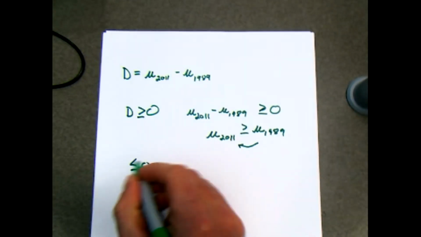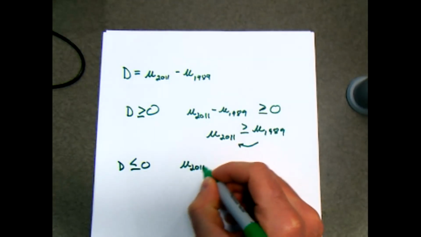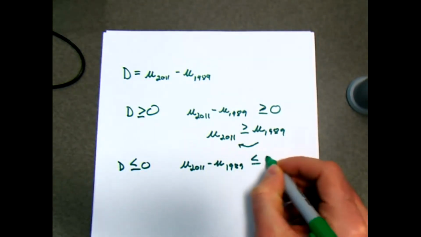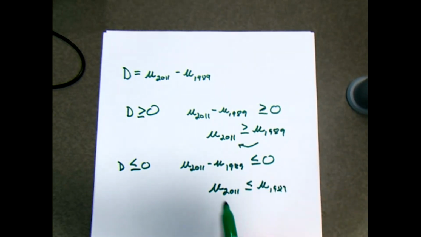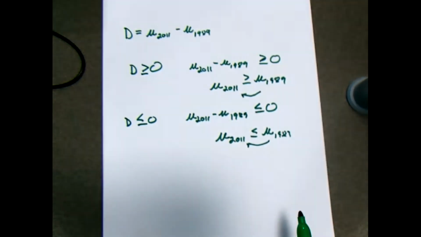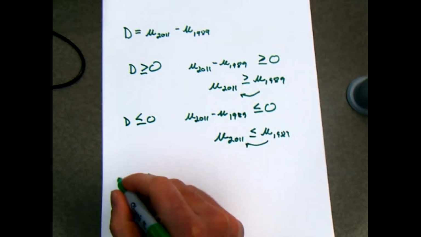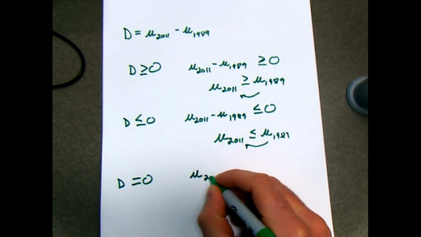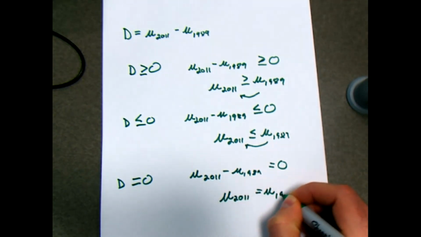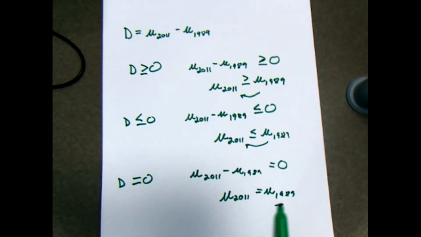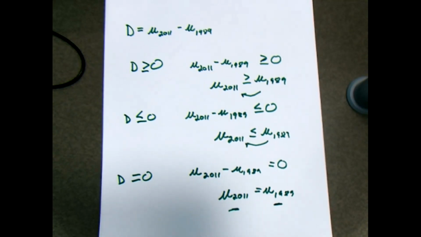If we wanted to test that difference being less than or equal to zero, we write that out and do a little bit of algebra. Assuming it's less than or equal to zero is the same as saying they've decreased, that the mean is now smaller than in the older time period. And if we assume that it's equal to zero, we're saying that the mean hasn't changed at all, that it's exactly the same in the older time period as in the newer time period. We could do this for any example, but this covers all of our bases. We've got left, right, and two-tailed tests here.